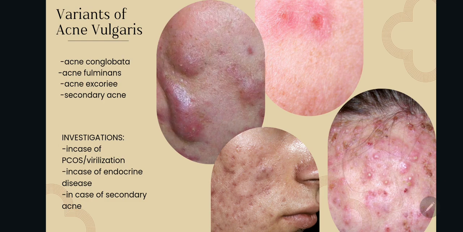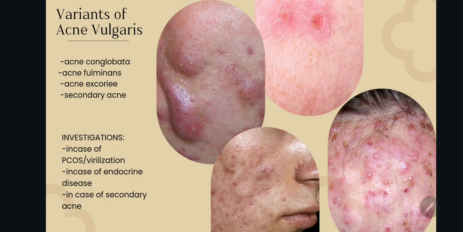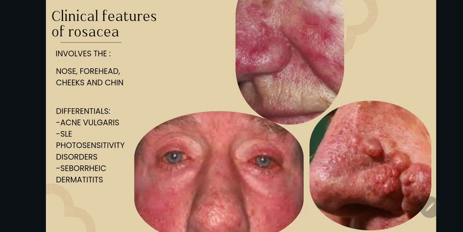So, the next thing that we'll talk about is the investigations. Investigations are not required in typical acne vulgaris, but investigations may be required in case of PCOS or virilization, in case of any underlying endocrine disease, or in case of secondary acne, which is definitely caused by the causes that I've just mentioned. Let's talk about the clinical features of acne rosacea.